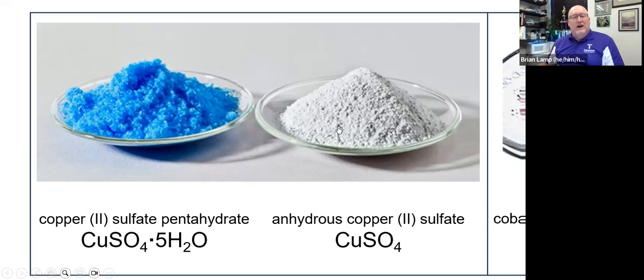And it's a white solid, right? So the only difference between these two materials in these watch glasses is that one has the waters of hydration associated within that crystalline structure. The other has had the waters driven out.